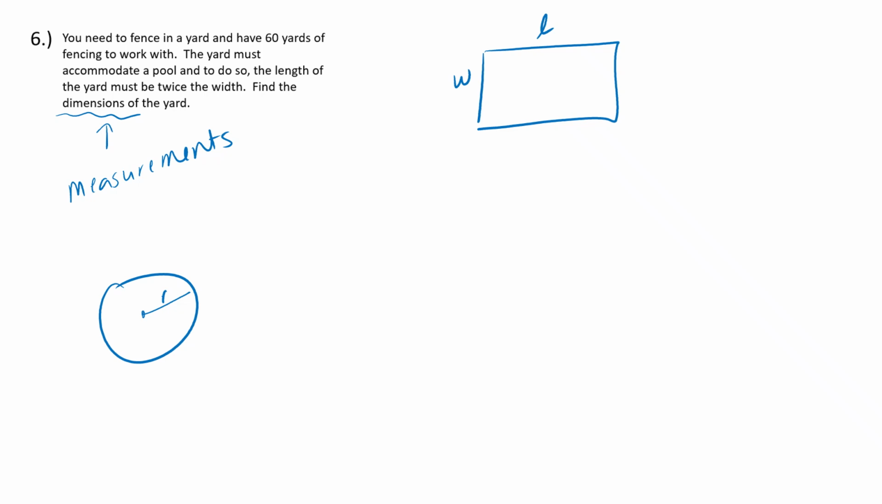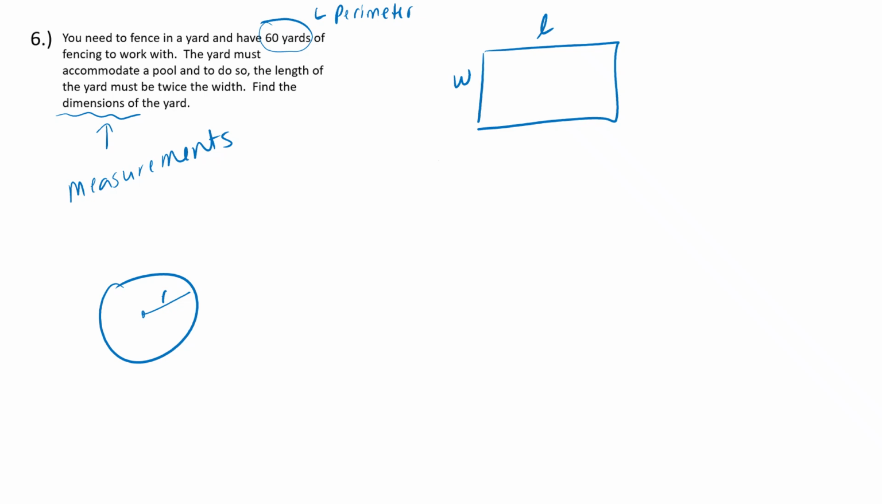You also need to know how to interpret the 60 yards. That's your perimeter. It's not using the word perimeter, but if you've got to fence in the yard and you have 60 yards of fence to work with, then that is the perimeter. Always draw pictures with this. Pictures can help a lot.